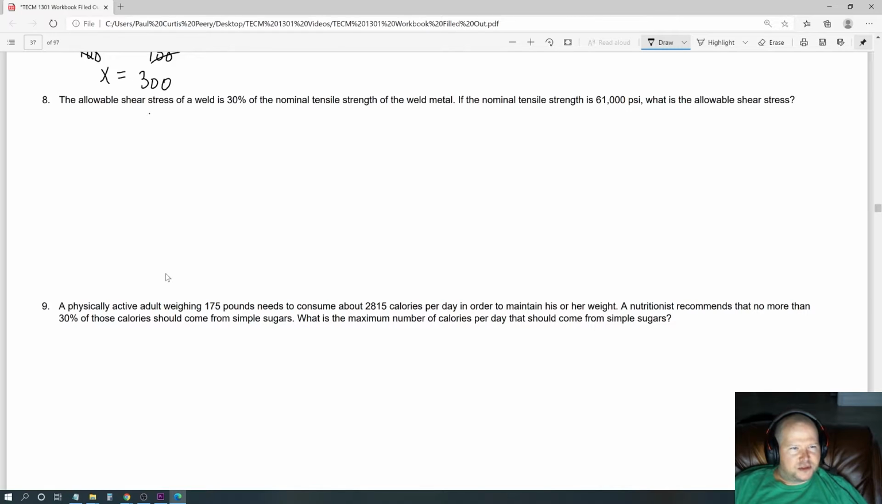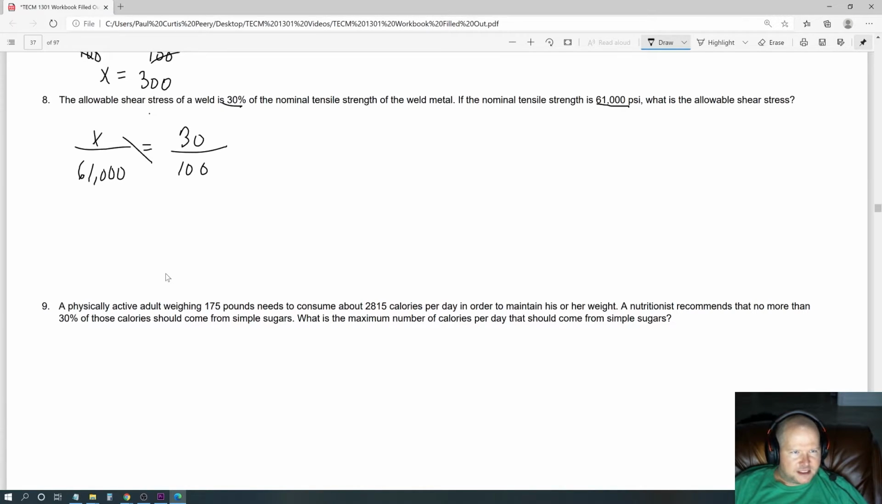The allowable shear stress of a weld is 30% of the original tensile strength of the weld metal. If the nominal tensile strength is 61,000 psi, what is the allowable shear stress? Okay, so we don't know what the part is, but we do know that the total was 61,000, and we want 30% of the original.